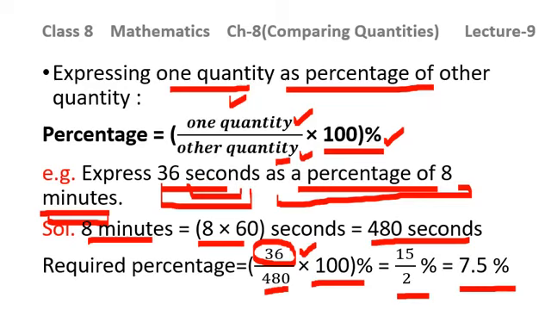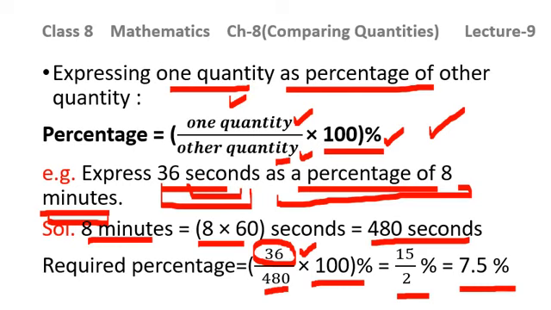So if you need to express any quantity as a percentage of another quantity, then you need to use this formula: one quantity over the other quantity into 100%. But you need to find out which quantity is to be written in the numerator and which one in the denominator. Here in this example, I need to express 36 seconds as a percentage of 8 minutes. So 8 minutes is the whole quantity. That is why first of all I have converted 8 minutes into seconds, that will be 480 seconds, and the required percentage will be 36 over 480 into 100%, that will be equal to 15 over 2%, that is equal to 7.5%.